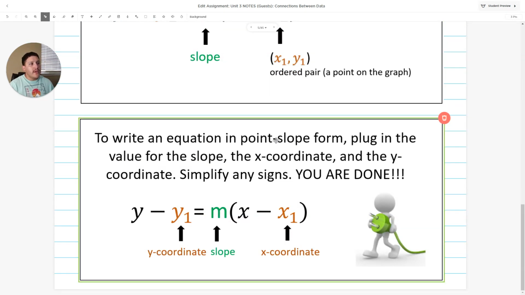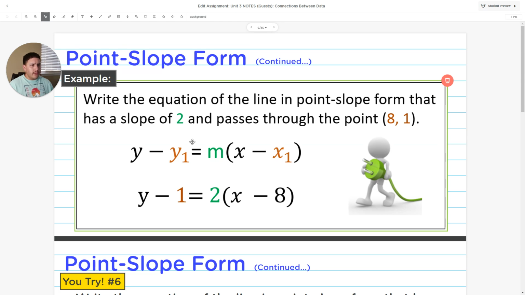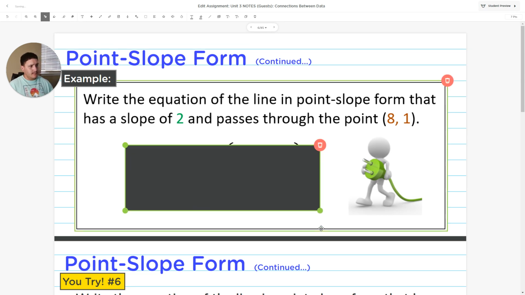To write an equation in point-slope form, plug in the value for the slope, the x-coordinate, and the y-coordinate, simplify any signs, and then you are done. So let's look at an example. Write the equation of the line in point-slope form that has a slope of 2 and passes through the point 8, 1.